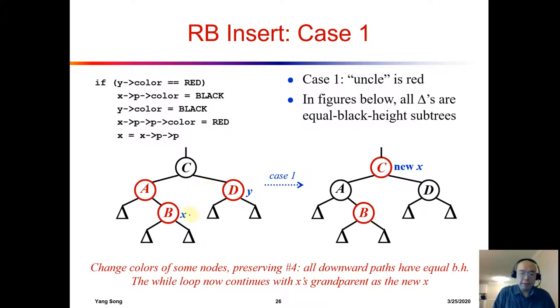Before we insert X, from C to any of the leaves, C is one black node, and then all the little triangles have the same black height. And when we insert B, we are breaking rule number 3. Then to fix that, we color X and the grandparent red, and the parent and uncle are both black. So it's guaranteed the black height will stay the same.